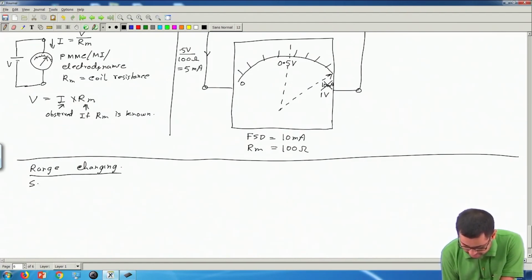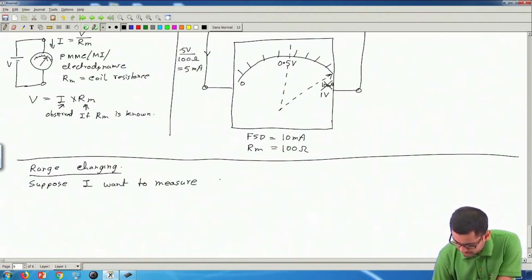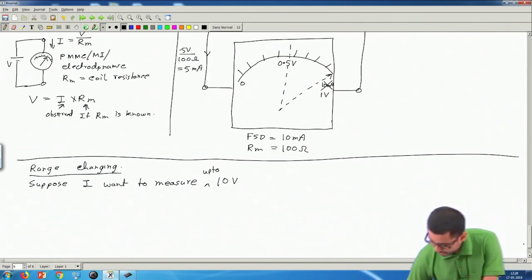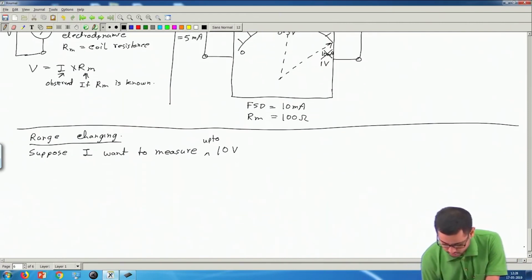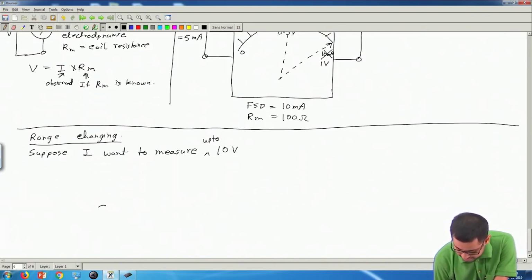Suppose I want to measure voltage up to 10 volt. Okay, so then what can I do? What I will do is this. So this is my meter.